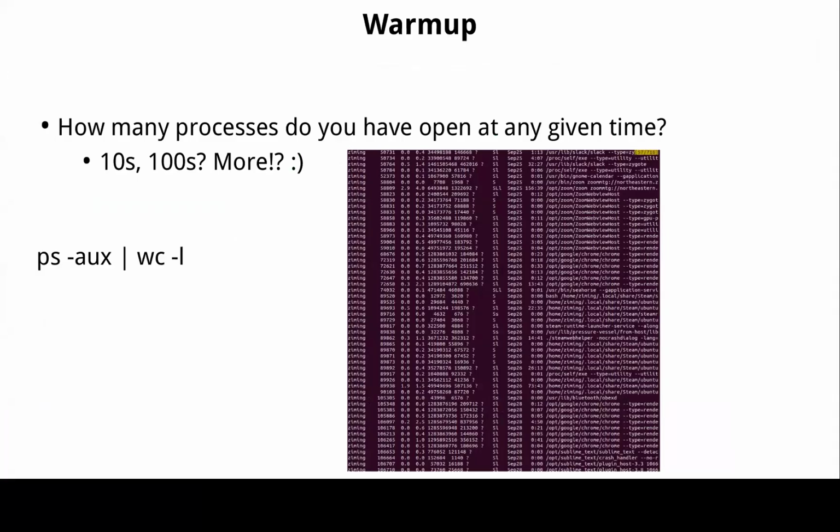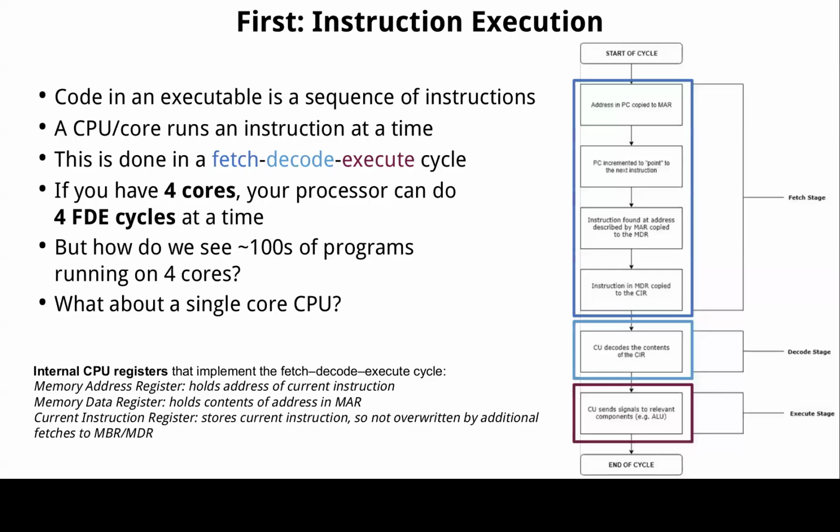Cool. Then we just saw that even on my laptop, there are more than 300 processes running at the same time. So how can the CPU run so many processes? How does the machine run so many processes at the same time? First of all, the CPU, or at least a core of a CPU, can only run one instruction at any given time. It cannot run multiple instructions at the same time.